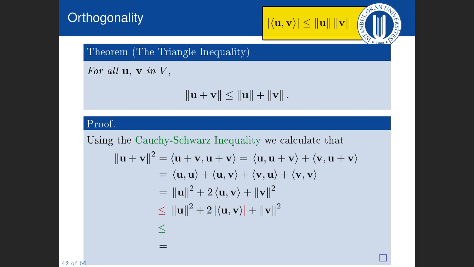And then I'm ready to use the Cauchy-Schwartz inequality. Look at the formula in the yellow box. We have that the absolute value of the inner product of u and v is less than or equal to the norm of u times the norm of v. To factorize this, that's just the same as the norm of u plus the norm of v all squared. And then we're finished. That proves the triangle inequality.